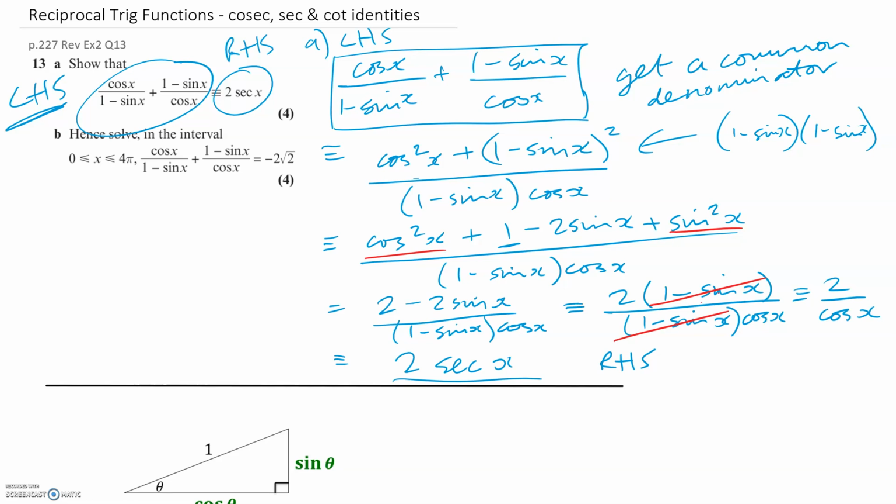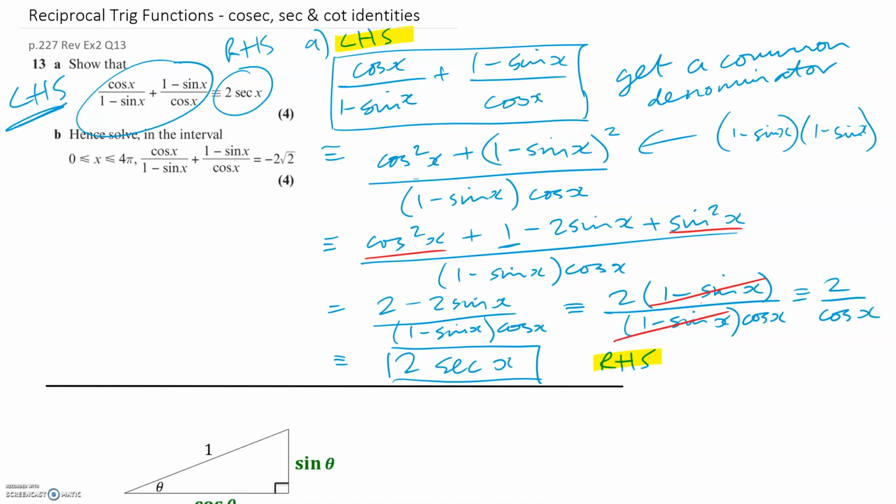and then obviously 2 over cos x is equal to 2 sec x, which is the right hand side. So we've gone from the left hand side, done some simplifying, used the identity cos squared plus sine squared equals 1, and ended up with the right hand side.